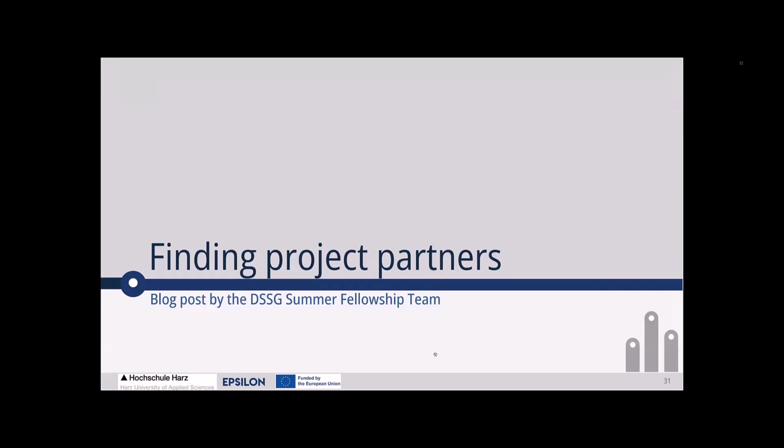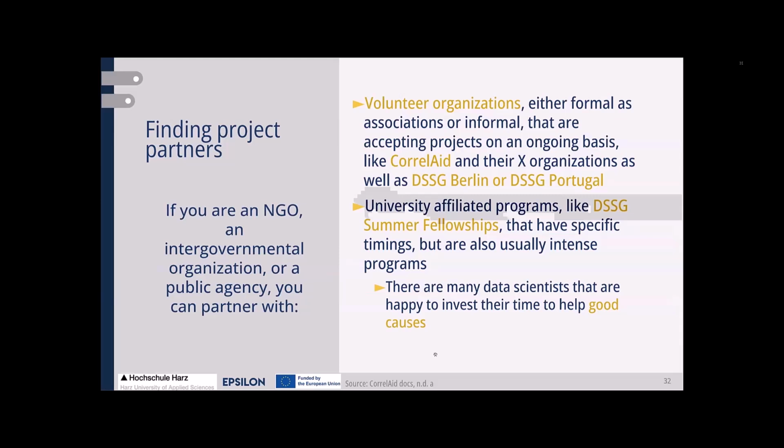So after we talked about data readiness, and after you get a picture of what kind of data is in the organization, we can talk about how to find the right project partner itself. This information is derived from the Data Science for Social Good Summer Fellowship team, and it starts as follows. Finding the right partner is basically a crucial task. And as most of the organizations are individually organized, partners are also individually acquired.